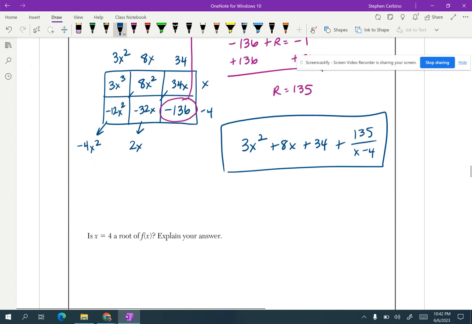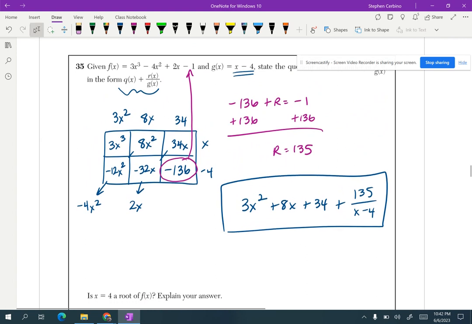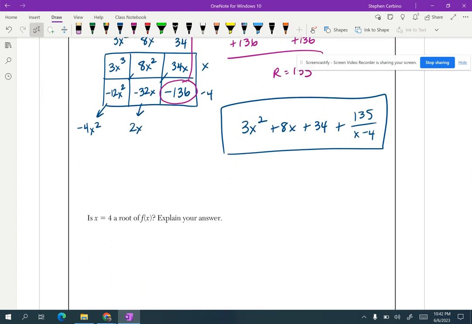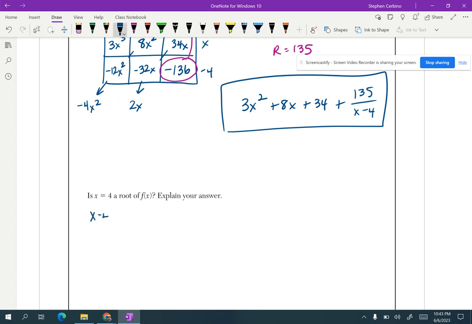The second part asks to explain why x equals 4 is or is not a root of f of x. Well, since I divided by x minus 4, by evaluating x equals 4, we're using the remainder theorem to test whether or not this is a factor. x minus 4 is not a factor because f of 4 does not equal 0, which means x equals 4 is not a root.